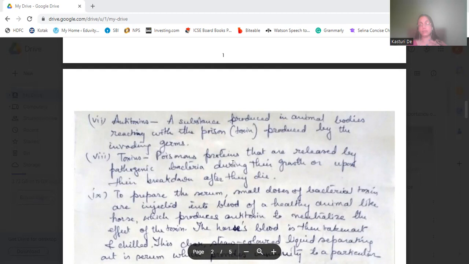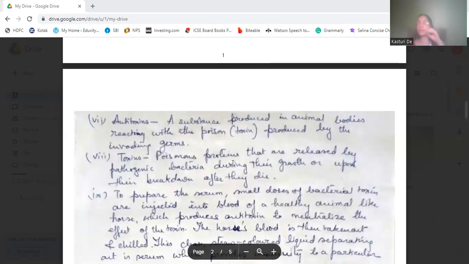Now, what are toxins? Toxins are poisonous proteins that are released by the pathogenic bacteria during their growth or upon their breakdown after they die. Those are poisonous proteins released by the pathogenic bacteria. That means the bacteria which are invading our body or any animal body produce some proteins which are poisonous in nature. Those are toxins.